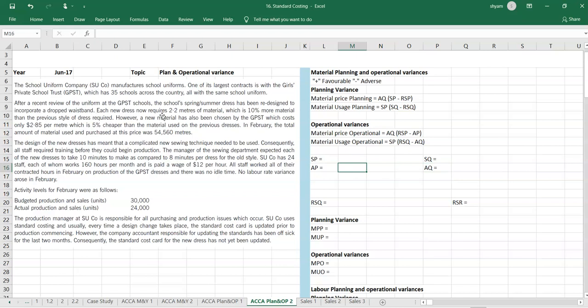Each new dress now requires, he says, so that means it should be the revised standard quantity. So the revised standard quantity is 2.2 meters required now, which is 10% more material than the previous style of dress required. So this is 10% more than the previous dress style. I think he wants us to find out the RSQ from here.